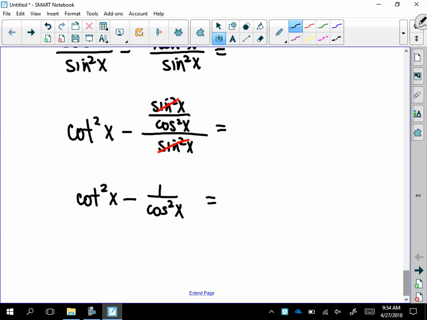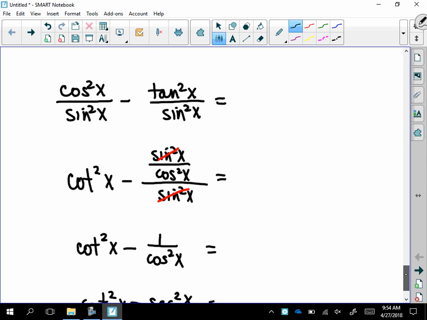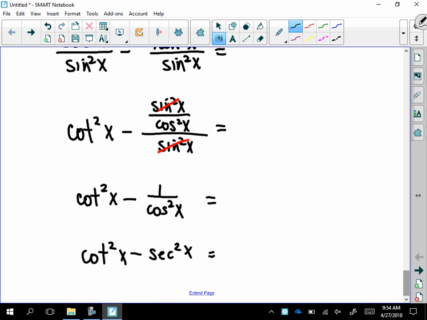And then what's 1 over cosine squared? Now, the one method was simpler too. And that's what the right-hand side is equal to. That'd work. But again, if you changed everything to sine and cosine and it took you 2 extra steps, who cares? You still get there in the end.